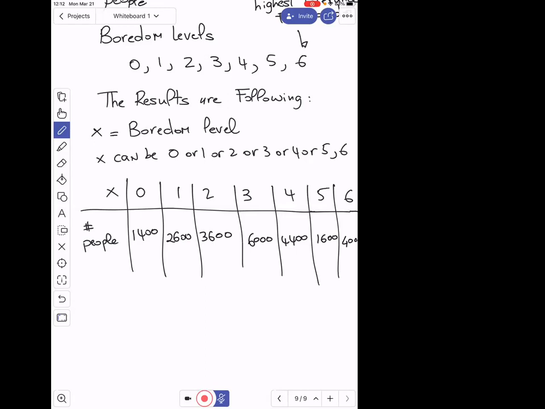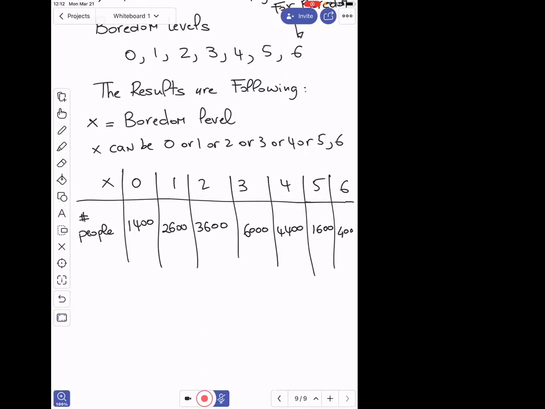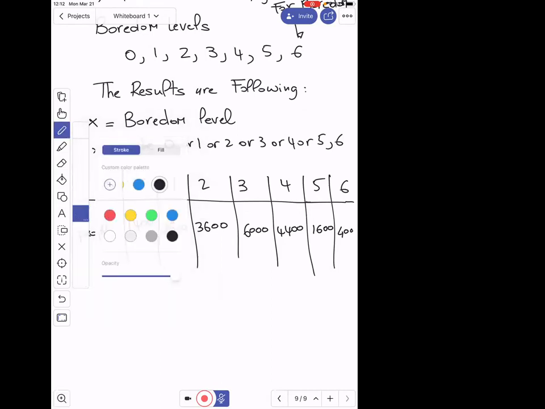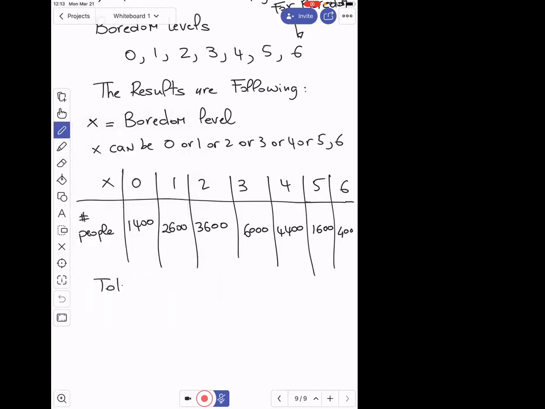So we don't have too many people with very high tolerance. And all these numbers add up to 20,000, right? The total number of people here would be 20,000. All right. So again, the idea here, guys: you have this variable x, which represents the boredom level.